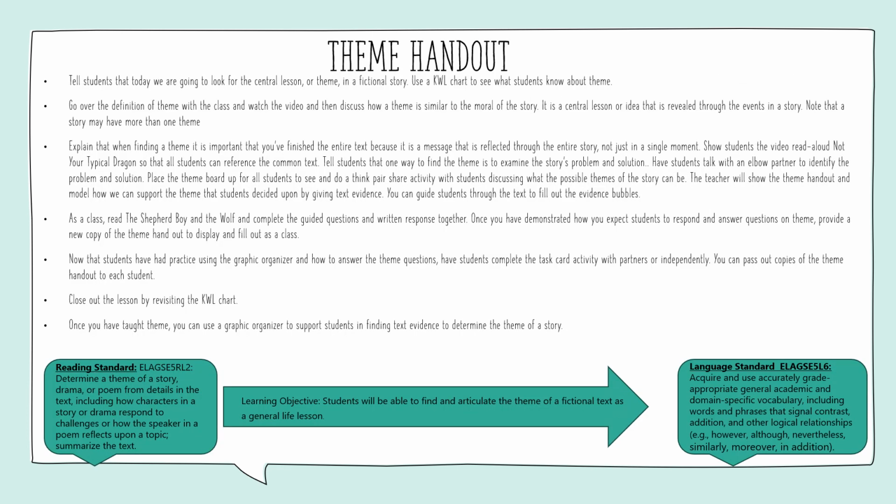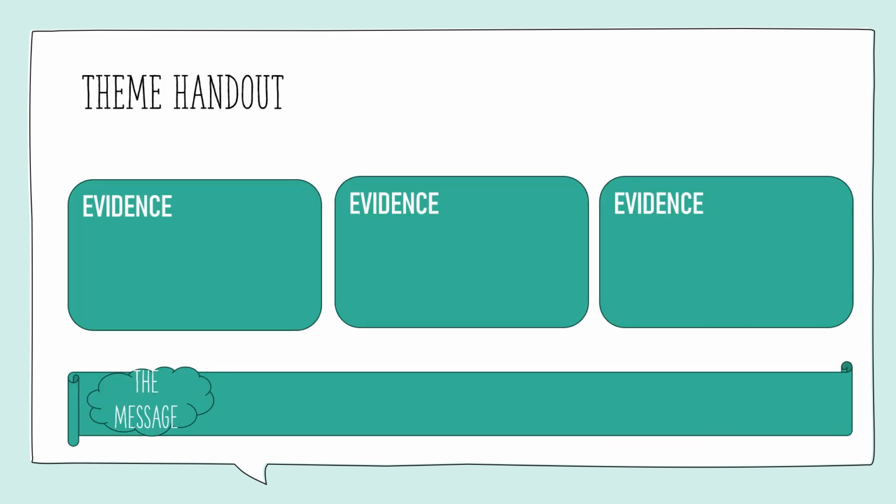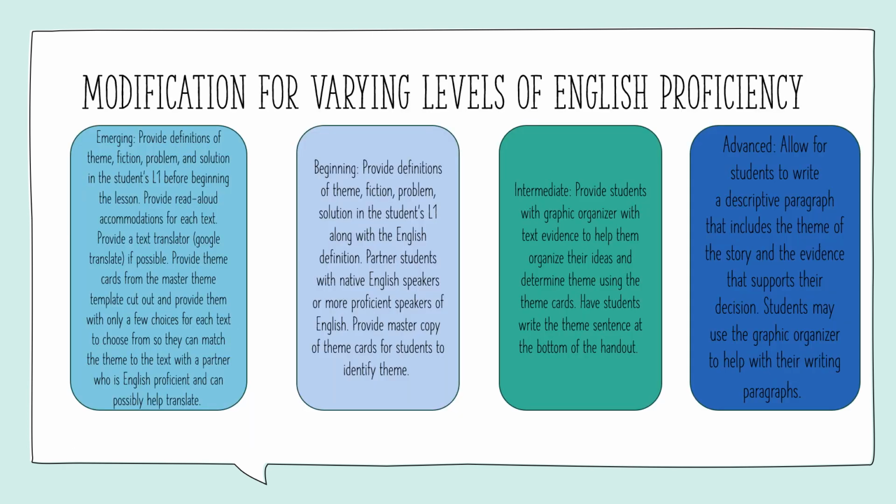The theme handout for this presentation is on this slideshow as well, just in case anybody wanted it, but I will put it in a separate document. The layout of step-by-step what you can do, the standards and objectives are also listed on there. The theme handout for the graphic organizer is here, and you can even use the theme anchor charts that I used at the beginning as well. So modifications for varying levels of English language proficiency, I chose emerging, beginning, intermediate, and advanced.